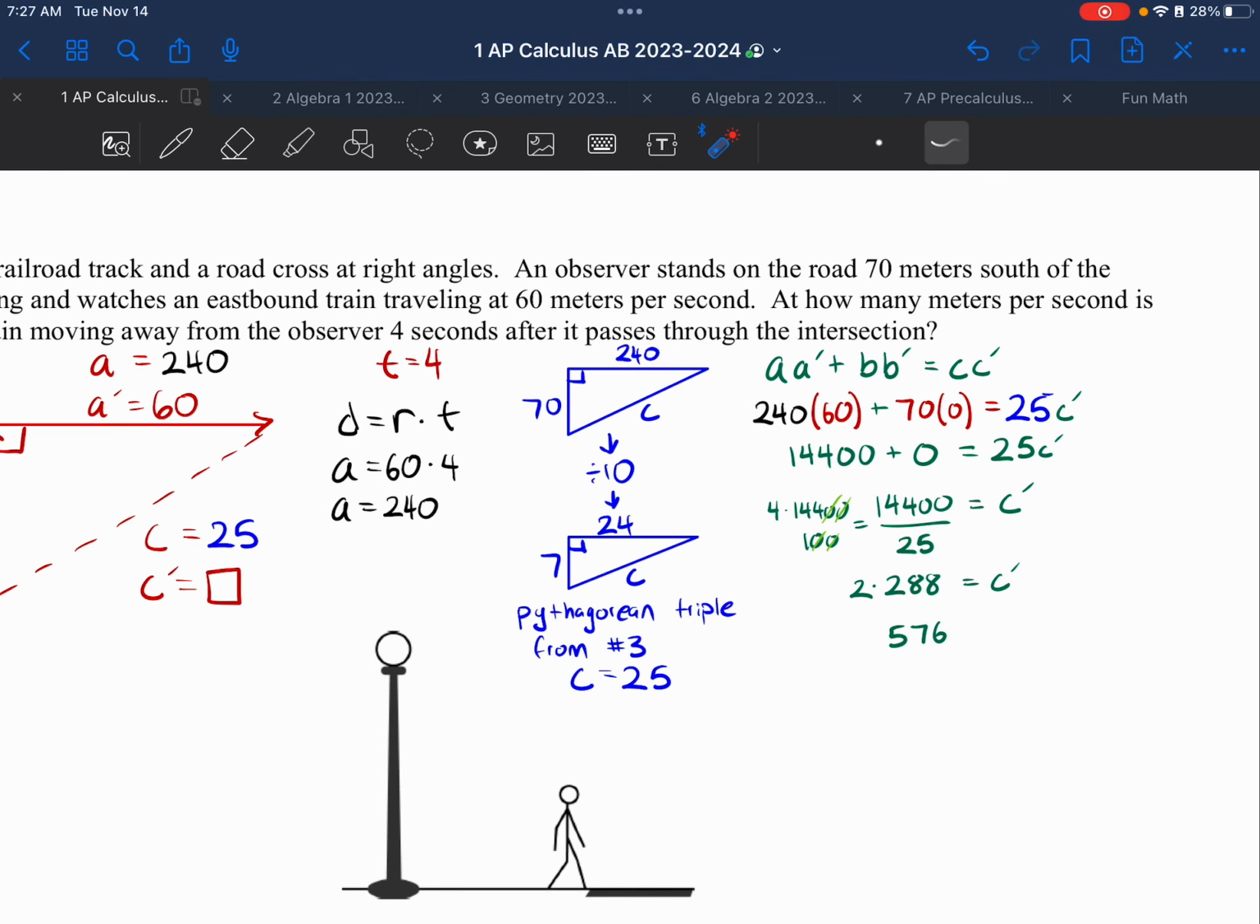25. Oh my goodness, I found it. It's you. You are correct. 25 is correct. But how do we get 25? 25 was dividing by 10.